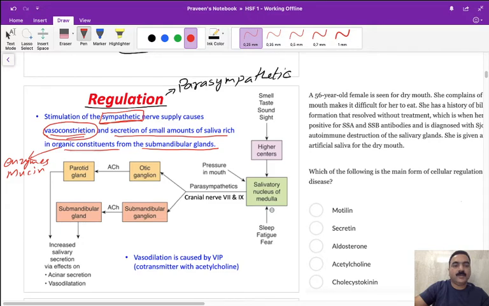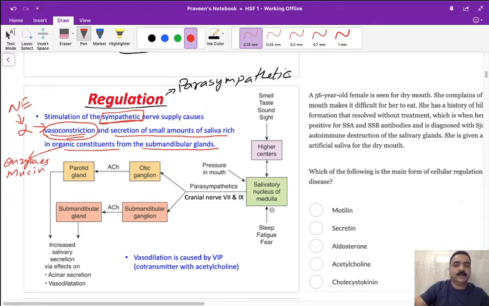So how does the sympathetic cause vasoconstriction? Sympathetic causes vasoconstriction by releasing norepinephrine. The norepinephrine acts through the alpha receptors and causes the vasoconstriction. Okay, so remember that. Now let us go to the most important regulation part, that is the parasympathetics.